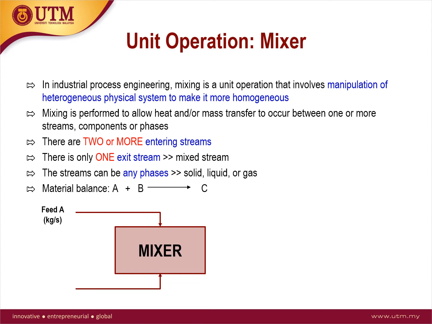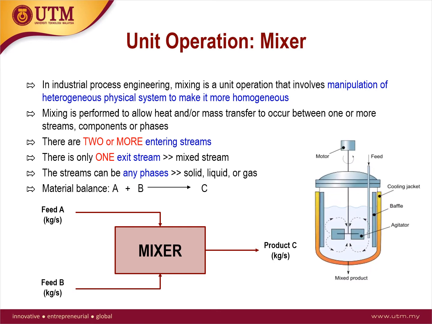Okay, let's say the feed of A at a mass flow rate in kilograms per second will mix together with feed B at the same unit of mass flow rate to form a new product, which is C. Alright, so we can say here C is a product of the mixture between A and B.